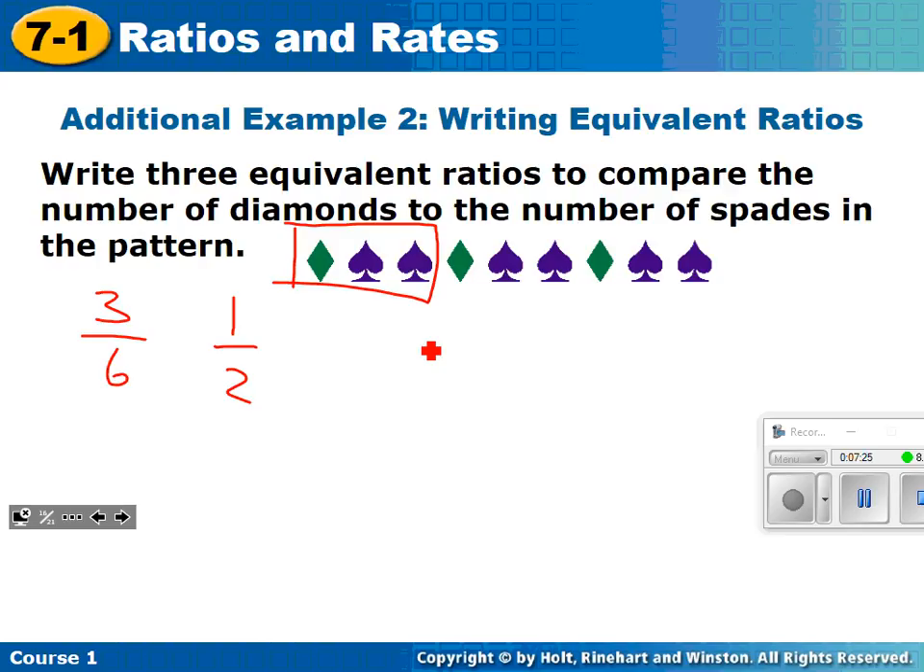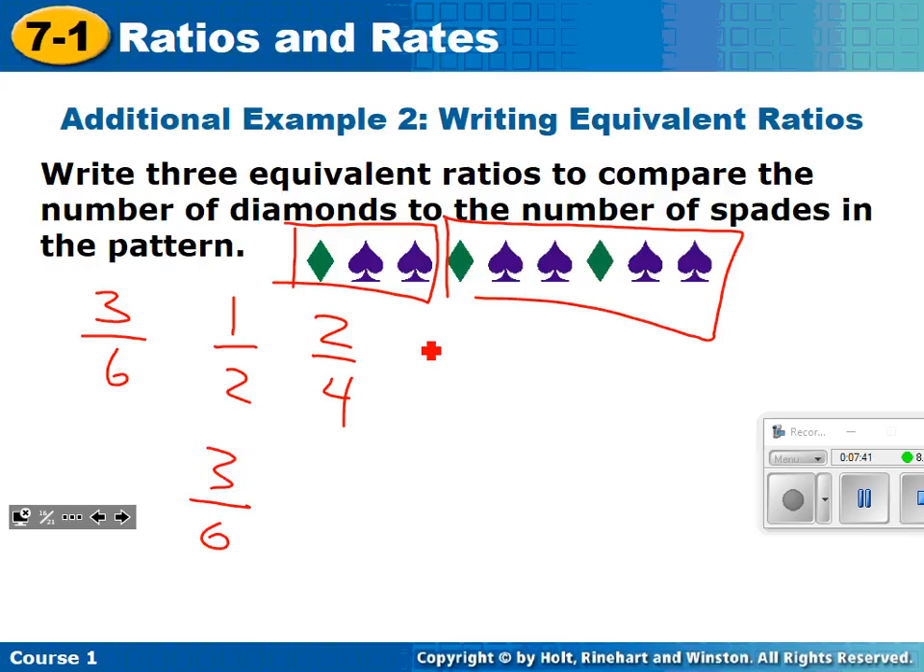Another equivalent ratio could be, what? 2 to 4. Those are equivalent. And if we read the whole thing and we go 3 to 6, it said that you can multiply or divide to find an equivalent ratio. You got to do both terms.